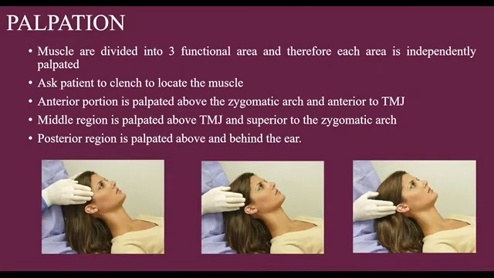Palpation. The muscle is divided into 3 functional areas and therefore each area is independently palpated. Ask the patient to clench the teeth and locate the muscle. The anterior portion is palpated above the zygomatic arch. The middle portion is palpated above the TMJ and superior to the zygomatic arch, and the posterior region is palpated above and behind the ear.